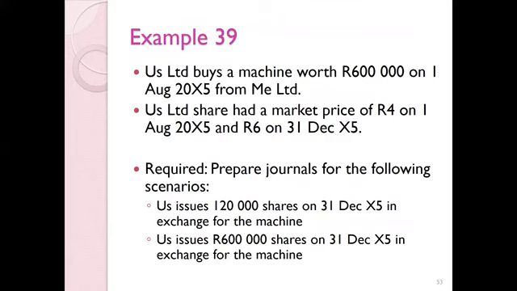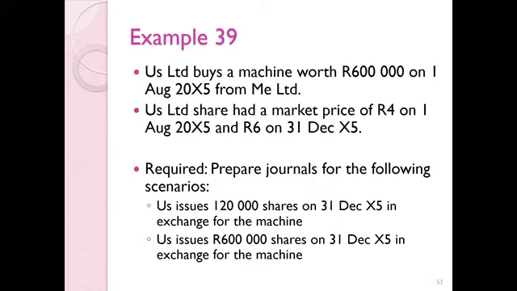So we're going to look at example 39. This example from your Gripping GAAP textbook says to us that US Limited buys a machine worth 600,000 Rand on the 1st of August 20x5 from Me Limited. US Limited shares had a market price of 4 Rand on the 1st of August 20x5 and 6 Rand on the 31st of December 20x5. You're required to prepare journals for the following scenarios.